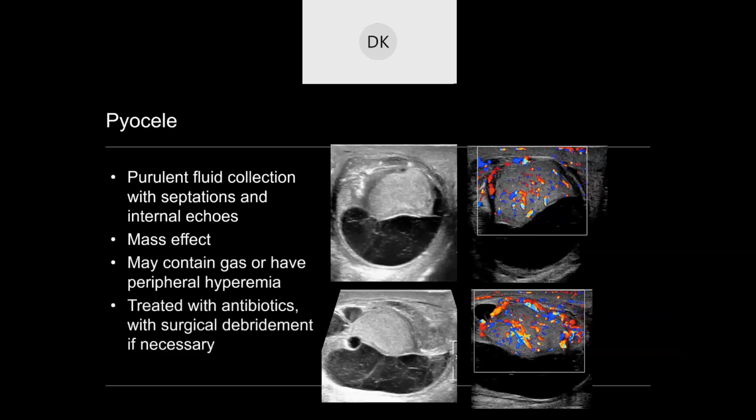It's important to identify this because while these may resolve with antibiotics, there's a higher likelihood that they'll need surgical debridement compared to a complicated hydrocele. In this case, actually, I was expecting to go to surgery, but the urologist was able to treat it conservatively with antibiotics. So just be aware of that mass effect and internal debris.